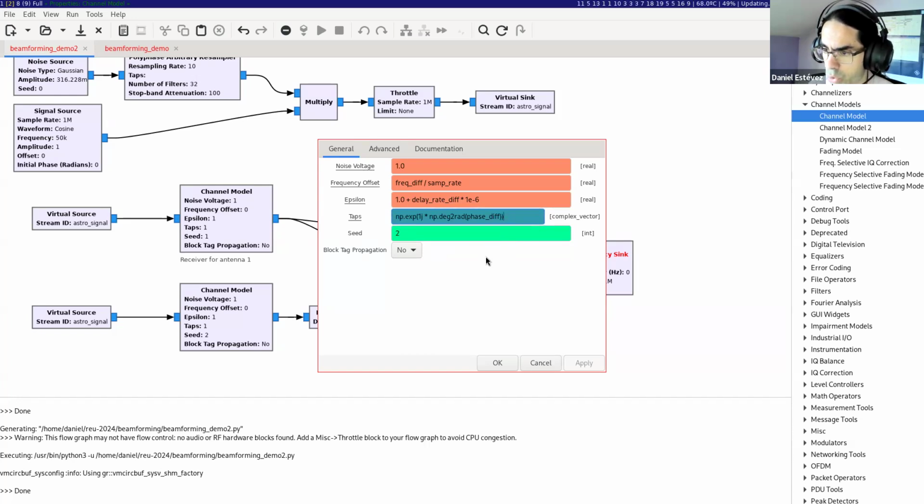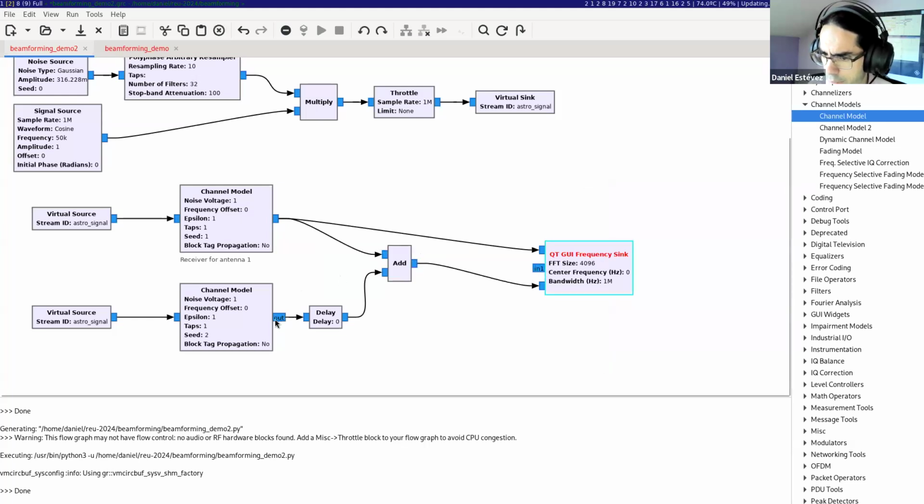So in this case, I don't want to generate any multipath, but I want to use this as a way to change the phase of the signal. We could also multiply by this complex exponential with a multiply constant block, but by using these taps, I can do everything in the same block. So this is just an exponential, and I'm converting the phase from degrees to radians, because the exponent of the exponential needs to be in radians. So these are the parameters we have here.